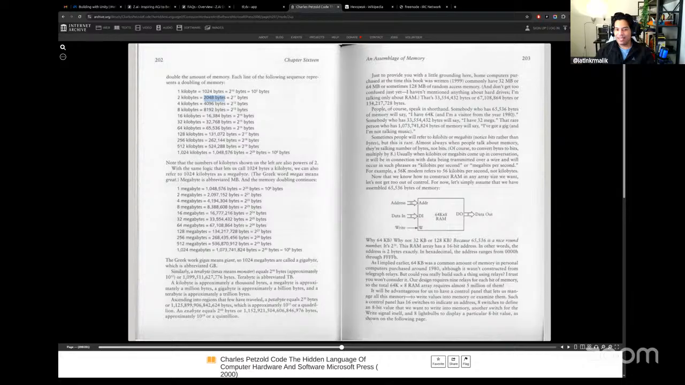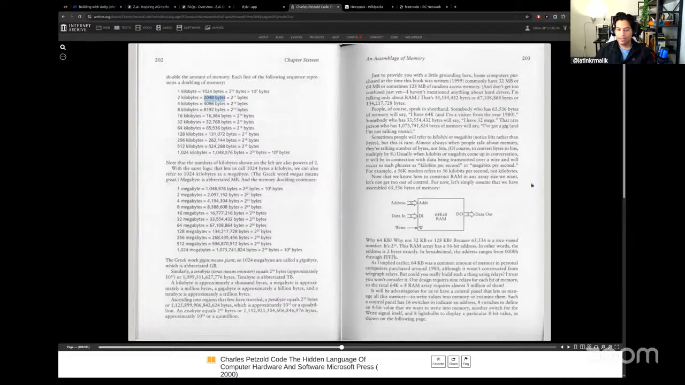So people, of course, speak in shorthand. Someone who has 65,536 bytes of memory will say that I have 64K, and I'm a visitor from year 1980. Somebody who has these many bytes will say I have 32 megs, and that rare person who has this bit of memory will say I have got a gig, and I'm not talking about music.